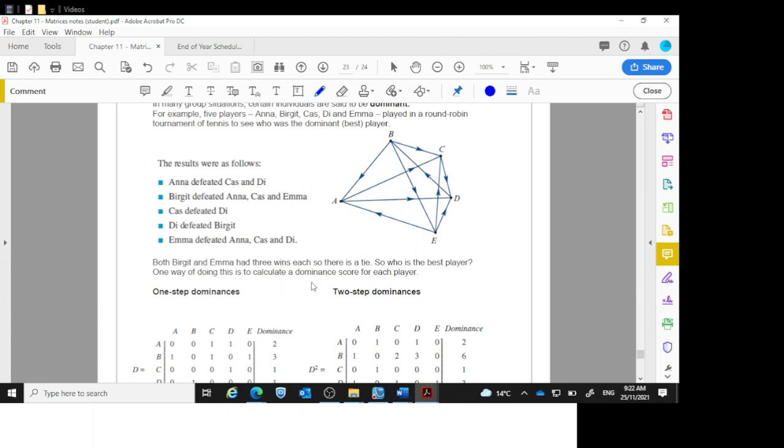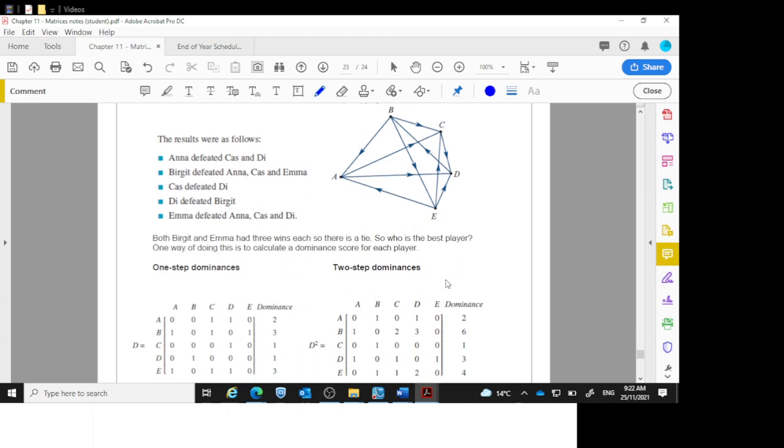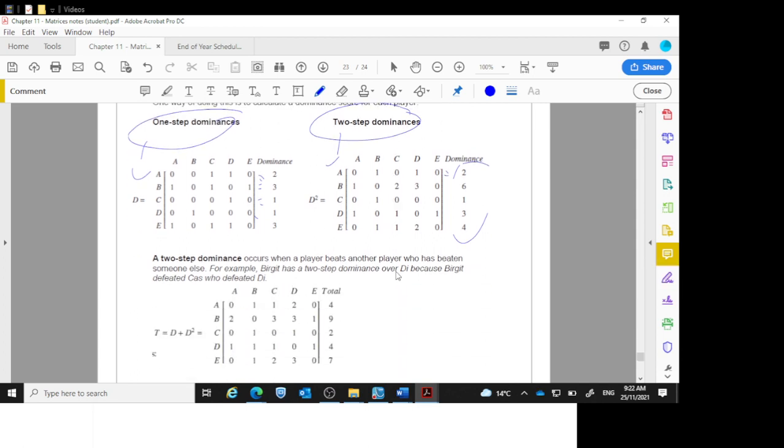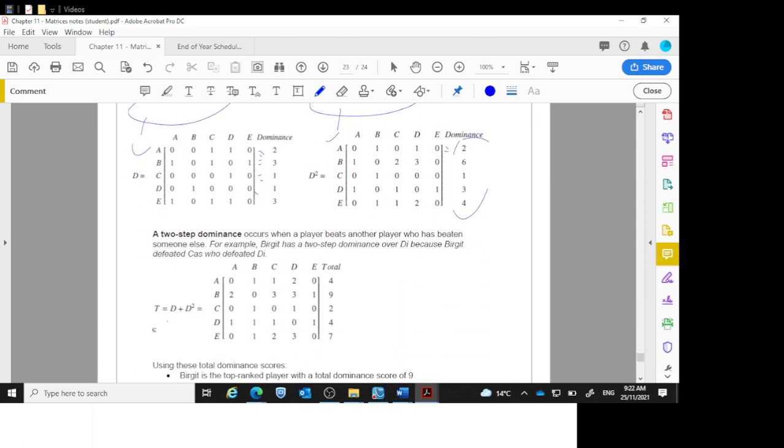One way of doing this is to calculate a dominance score for each player. So here are the one-step dominances in this row. Here are the two-step dominances in this row, exactly as we did the communication. We do it exactly the same way, and you can see we're just adding up the rows here. Now by adding the one and the two-step dominances together, we get the total for all of them, and then we just add up the rows again.